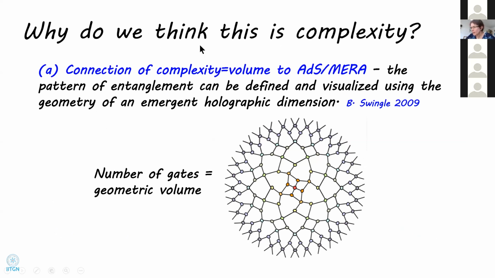So the first reason is that we know of a very good analogy between the space of AdS and tensor networks. In particular, we know that the pattern of entanglement in a state can be defined and visualized using the geometry of an emergent holographic dimension. And in this picture, it's very natural, since the tensor network lives on a slice of AdS, to simply say that the number of gates is the geometric volume.